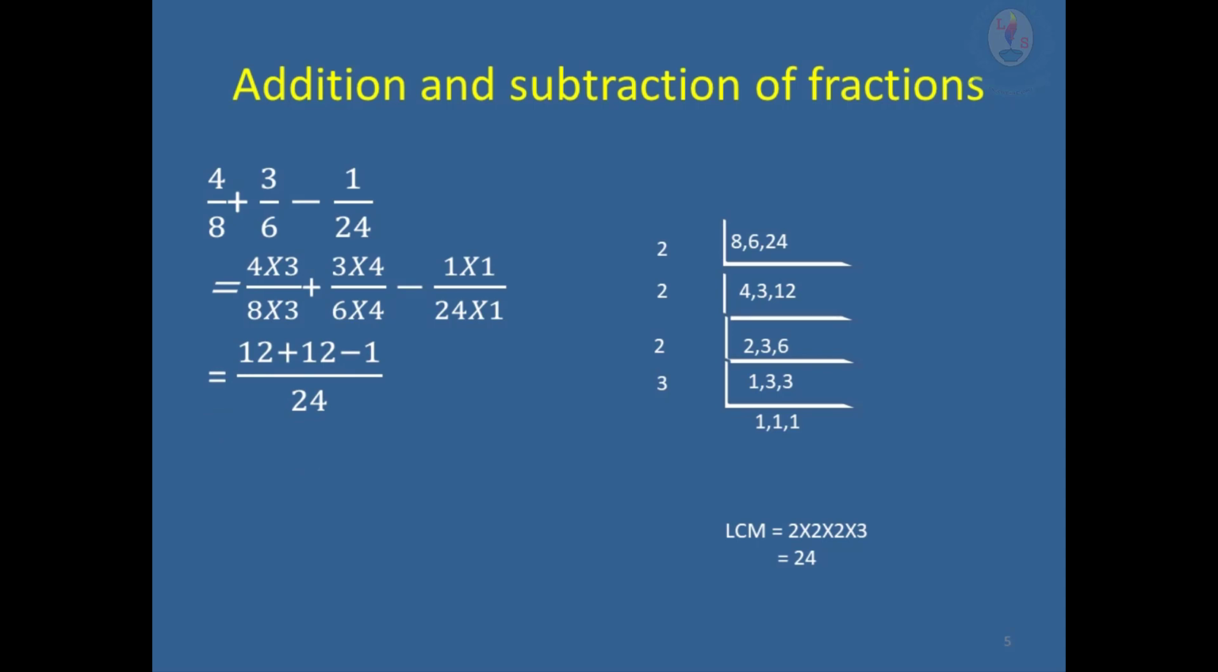4 times 3, 12. 8 times 3, 24. We'll see the second fraction. 24 divided by 6, we are getting 4. So we have to multiply both the denominator and numerator by 4. 3 times 4, 12. 6 times 4, 24. Next one, 24 divided by 24, we are getting 1. 1 times 1, 1. 24 times 1, 24. Then we can simplify this. 12 plus 12, 24. 24 minus 1, 23. 23 over 24.